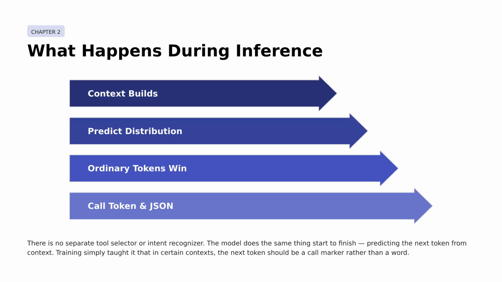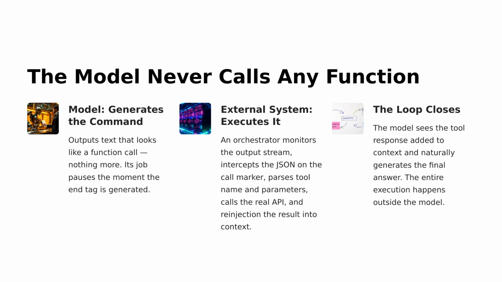Welcome to Chapter 2, where we explore what happens during inference. It all begins with calling a token and creating a JSON. Ordinary tokens take the lead, predicting the distribution and allowing the context to build. Unlike other systems, there's no separate tool selector or intent recognizer here. The model seamlessly predicts the next token from context, having learned during training when to use a call marker instead of a word. Let's explore how our system operates.